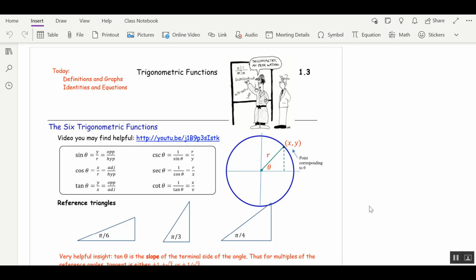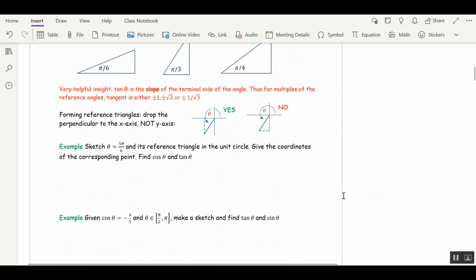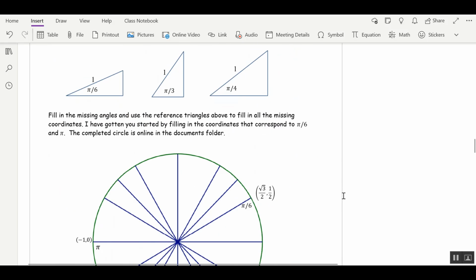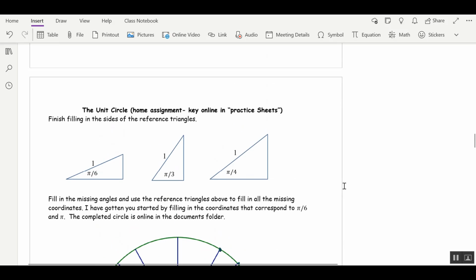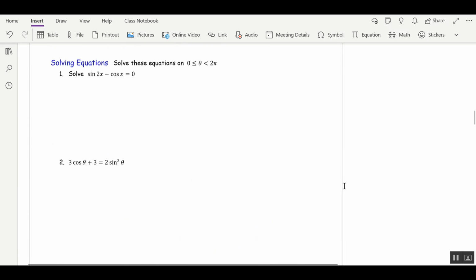Welcome to section 1.3. In this box here, I've got the definitions of the 6 trig functions, and they correspond to this picture over here, and you should be familiar with those. And you should also be able to fill out all the values on the unit circle. So on the last page of these notes, I've got a blank unit circle, and you should be able to go and fill in all of these angles and then fill in the corresponding points, the coordinates of the corresponding points. And I've got the key online in practice sheets, which is in the lecture notes folder.